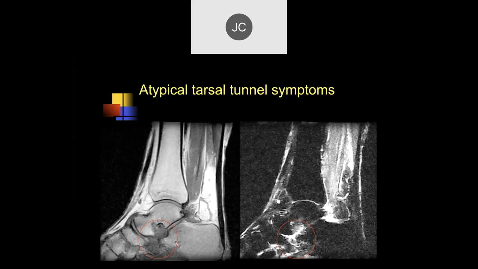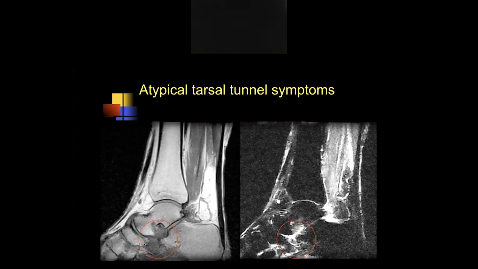This is what I'm concerned about. So we have loss of the normal fat within the sinus tarsi. Okay. Yeah. And that anterior process of the calcaneus looks abnormal here with what looks like soft tissue between the navicular and the anterior process.